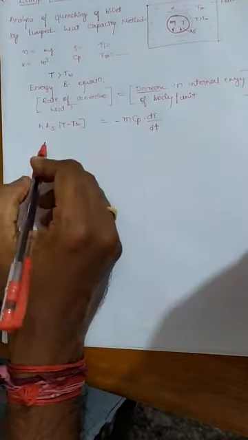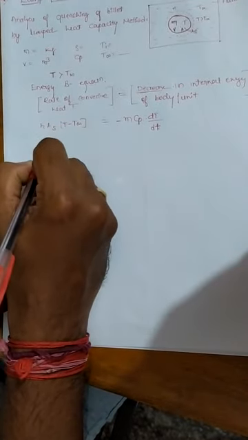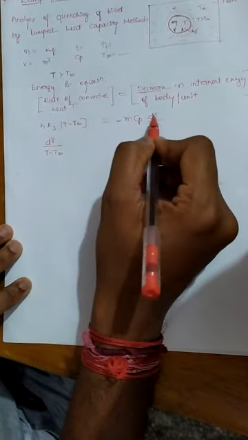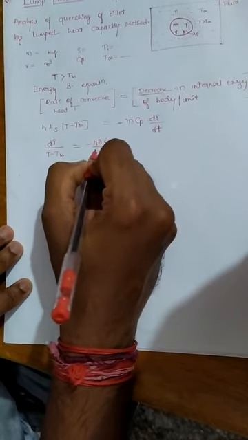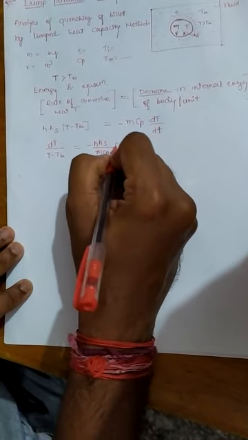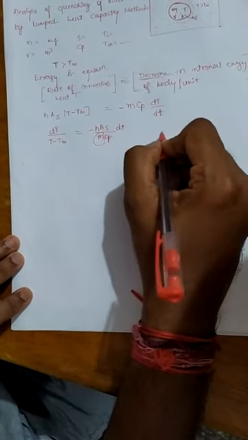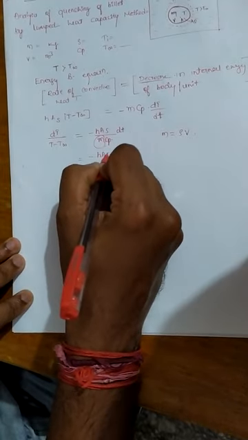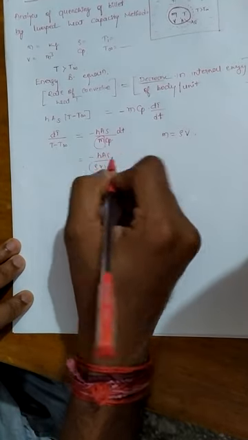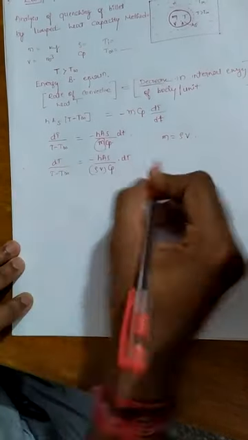Rearranging, dT by (T minus T infinity) is equal to minus h into As divided by m into Cp into dt. Here m is the mass, which is equal to rho into volume. Substituting the m value, it is equal to minus h into As divided by rho into V into Cp into dt.